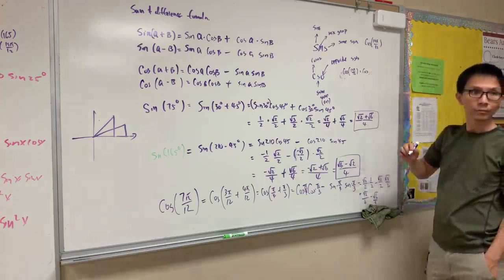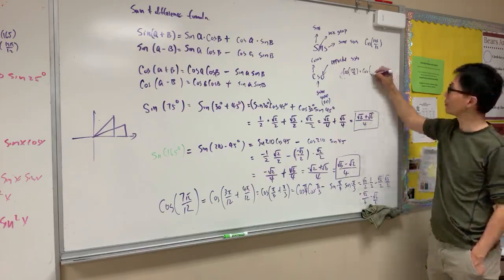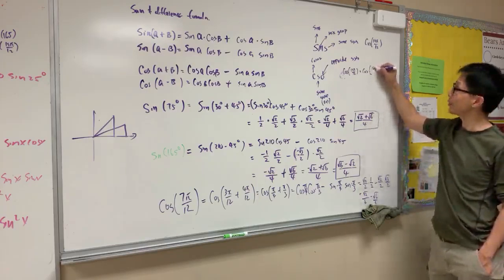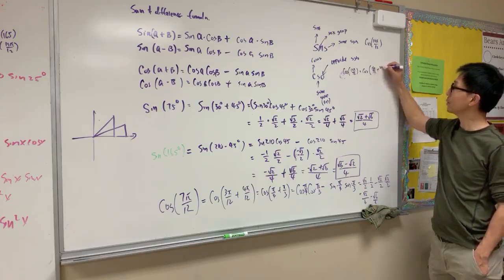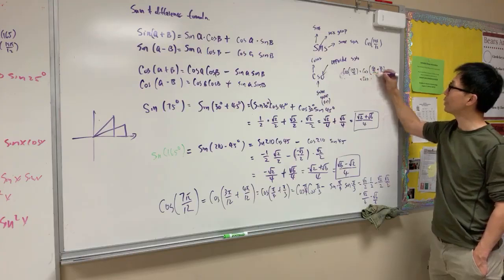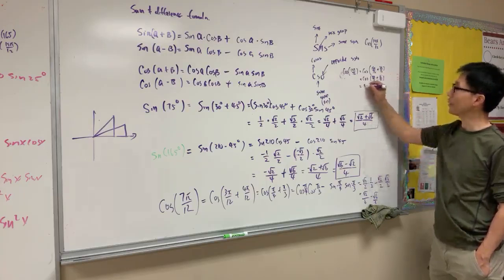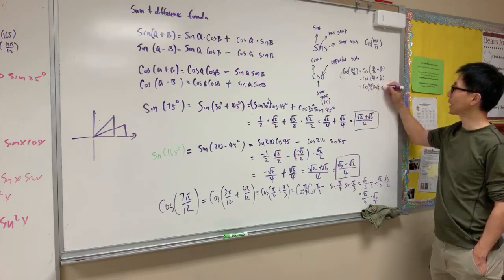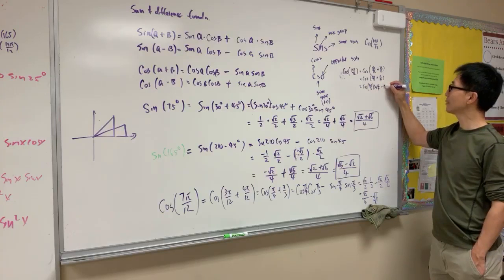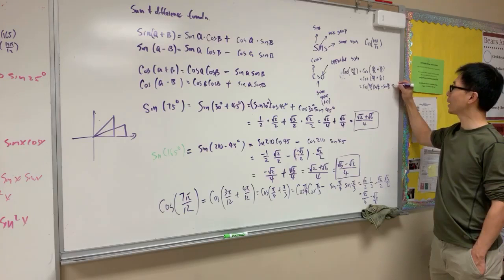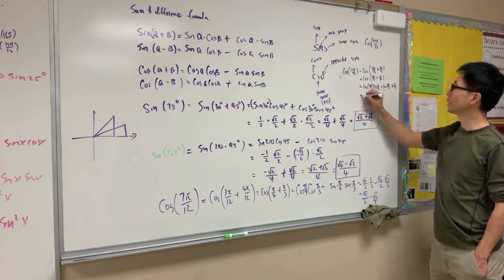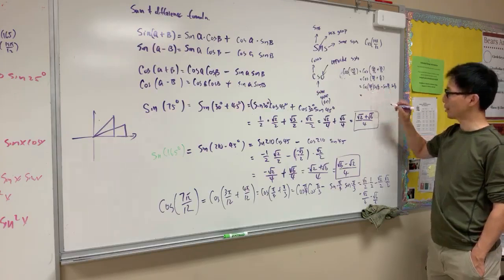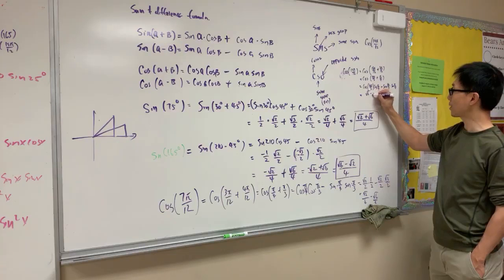16 pi over 12 plus 3 pi over 12. 16 pi over 12 is 4 pi over 3, plus 3 pi over 12, which is pi over 4. So that's cosine of 4 pi over 3 plus pi over 4. Then expanding, cosine of 4 pi over 3 times cosine of pi over 4, minus sine of 4 pi over 3 times sine of pi over 4. You should get the same answer as this one: square root 6 minus square root 2 over 4.